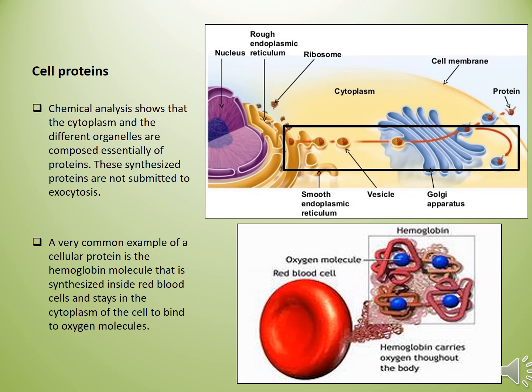On the other hand, chemical analysis shows that the cytoplasm and the different organelles are composed essentially of proteins. These synthesized proteins are not submitted to exocytosis. The pathway chosen by these specific cellular proteins is shown in the black box in the neighboring document. A very common example of a cellular protein is the hemoglobin molecule that is synthesized inside red blood cells and stays in the cytoplasm of the cell to bind to oxygen molecules, as shown in the neighboring document.